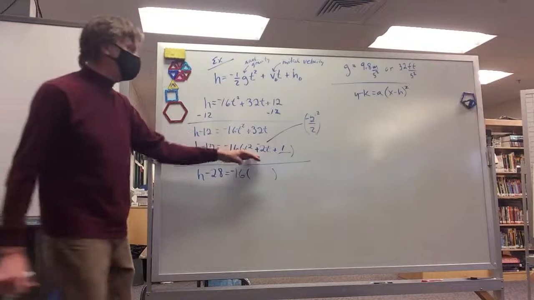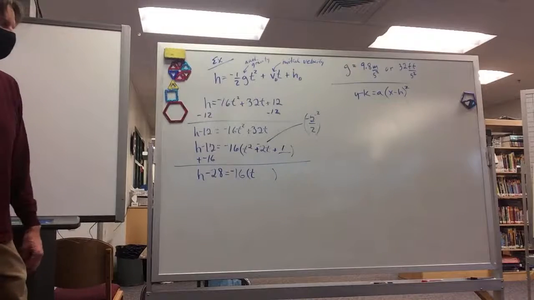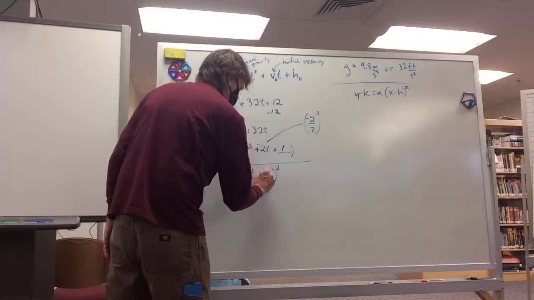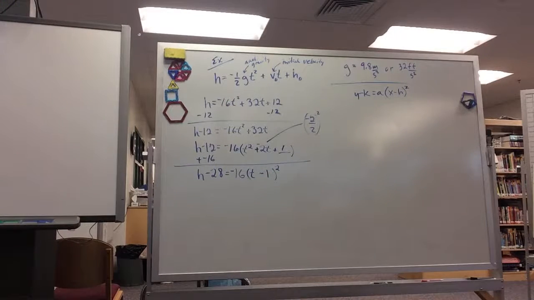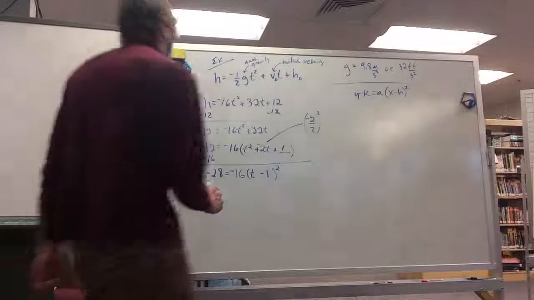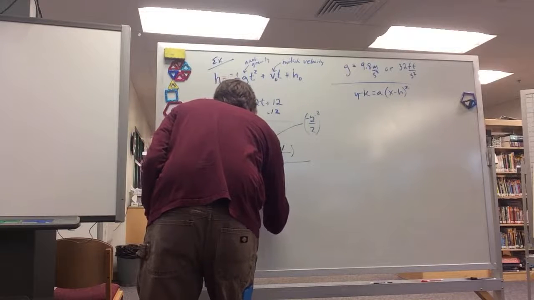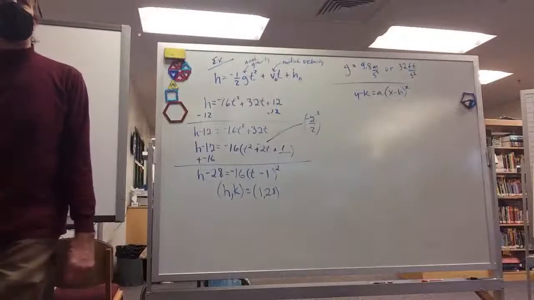T plus 1. No, T minus. Is this t plus 1 or minus 1? Minus. So we have t minus 1 squared. So now you have it in vertex form. So what is the vertex? 1, 28. So h, k is 1, 28. So after 1 second, this thing's at 28 feet.